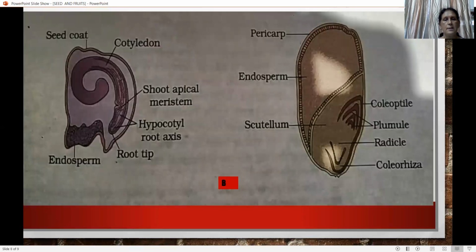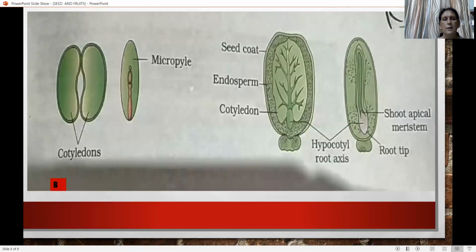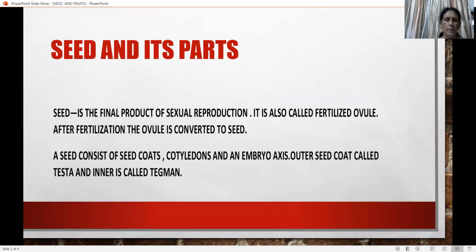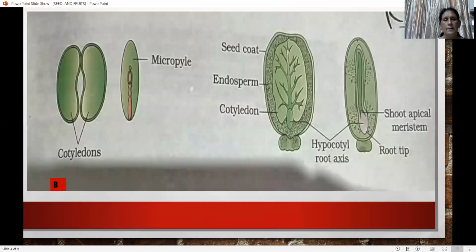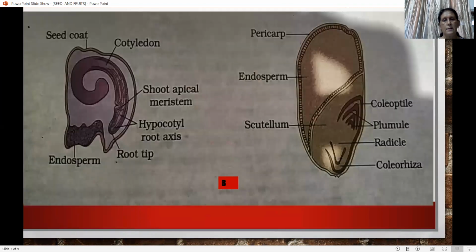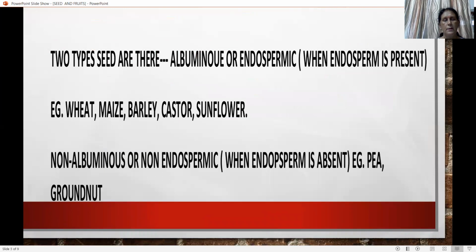So today we have discussed the seed, what the types of seed are, and what apomixis and polyembryony are. The seed is the fertilized ovule. It basically consists of seed coats, cotyledons, and embryonal axis. And these monocot and dicot diagrams we have already shown here. Next, the types of seed we found: albuminous or endospermic seed, and another type, non-albuminous or non-endospermic seed, depending on the presence or absence of endosperm.